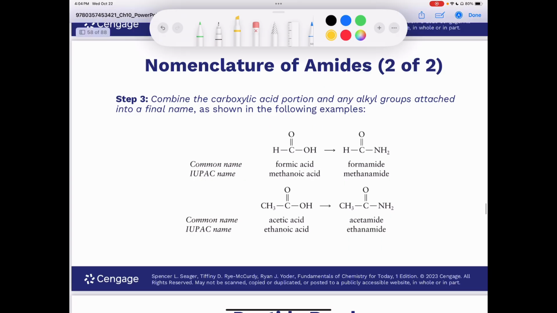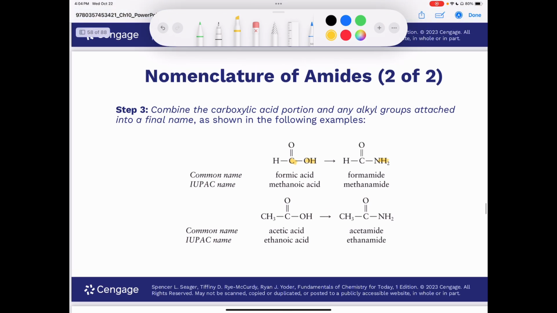So if we have a one carbon carboxylic acid, as is shown here, the common name would be formic acid. The IUPAC name would be methanoic acid. If you change the OH group to an NH2, then it becomes an amide. So we change the ic acid to amide, and we get formamide. Or we change the oic acid to amide, and we get methanamide. If we have acetic acid and we replace the OH group with an NH2, we get acetamide or ethanamide.